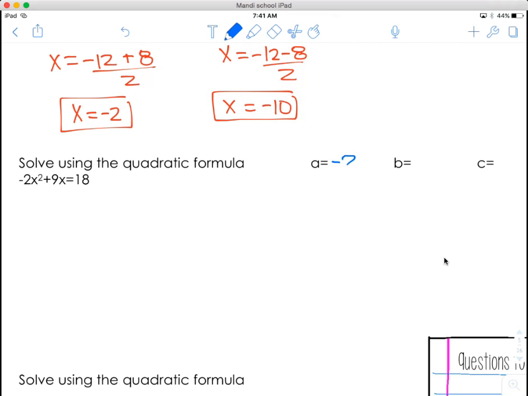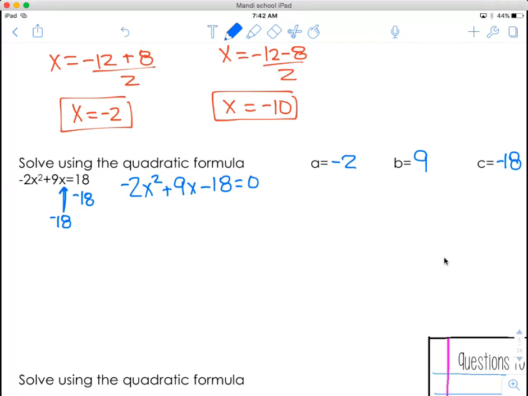A is negative 2, it's the one before the x squared. B is 9, the number before the x. And C, okay, so we're going to have to stop for just a second because this does not equal 0. So we're going to have to rearrange this just like we did on the problems in the last lesson. We're going to subtract 18 from both sides. That's going to have to go right there. So negative 2x squared plus 9x minus 18 equals 0. So now our C is negative 18.